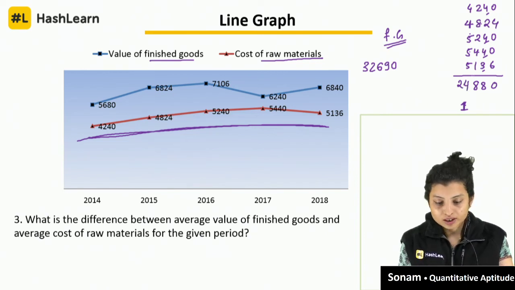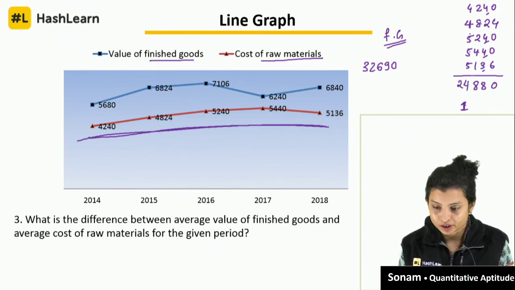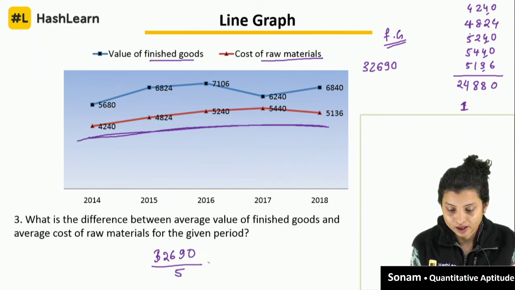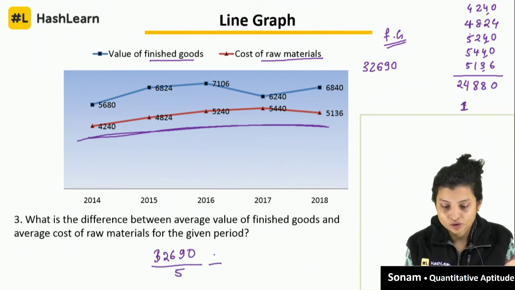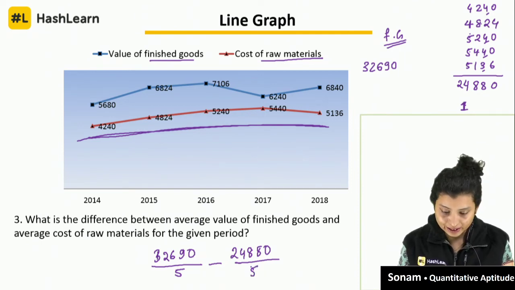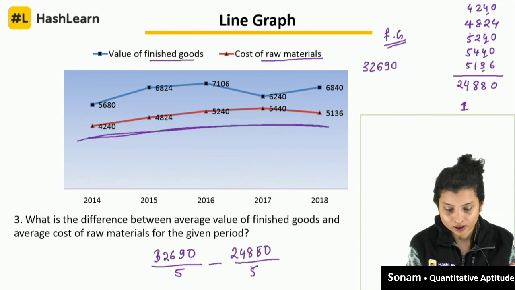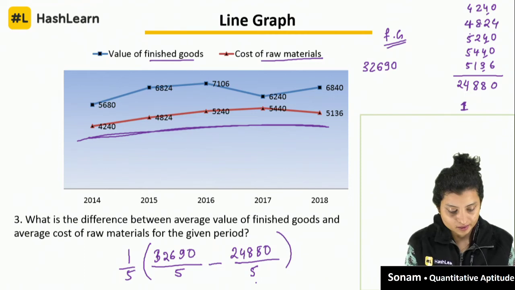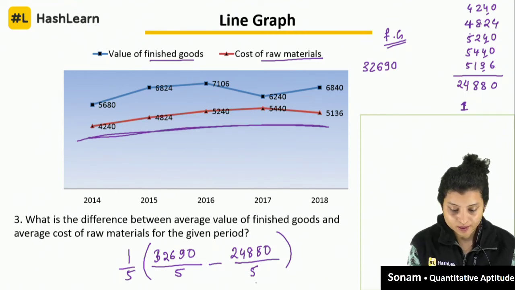What is the difference between the average value of the finished good and the average cost of the raw material? So the average value of the finished good is 32690 by 5, minus the average cost of the raw material, that is 24880 divided by, again, 5. So in that case we can take 1 by 5 common, and I will simply do the subtraction over here, right?